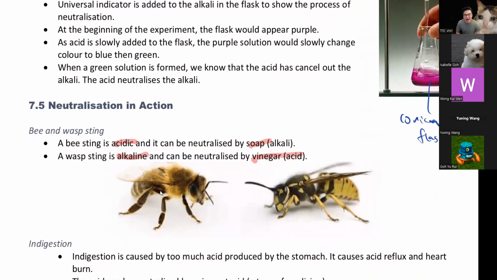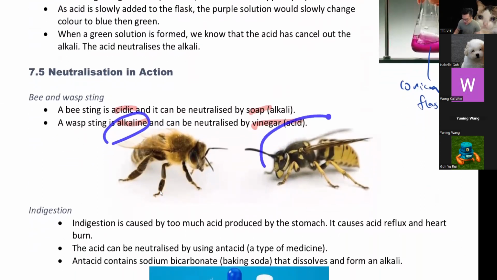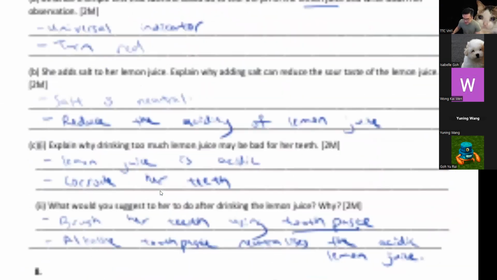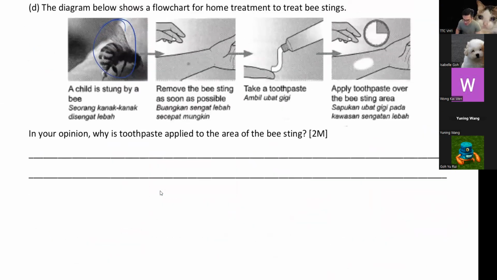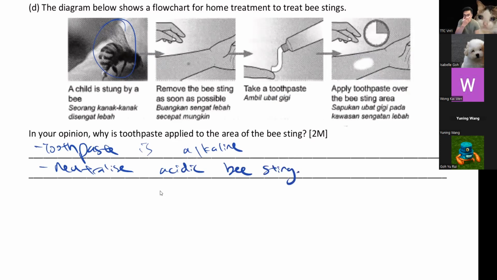Okay, how do you remember this? Bees get you honey. Honey is slightly sour, right? Do you eat soap? No. You don't mess with wasps because they're freaking disgusting. Okay, you don't eat soap, right? So they put toothpaste on the wound. In your opinion, why is toothpaste applied to the area of the bee sting? Because toothpaste is alkaline. What will it do? It will neutralize your acidic bee sting. Okay, it will neutralize acidic bee sting.